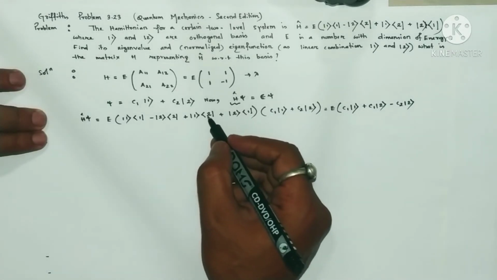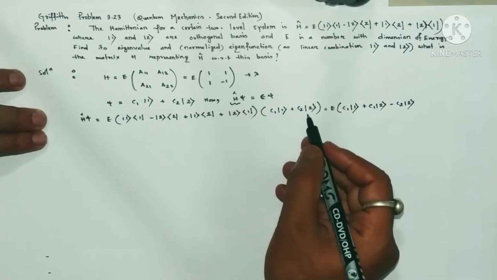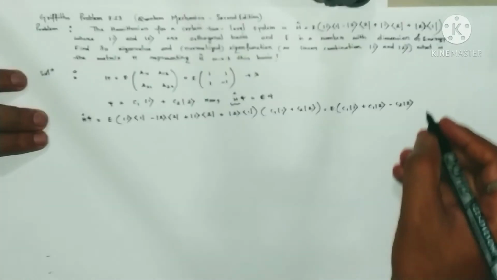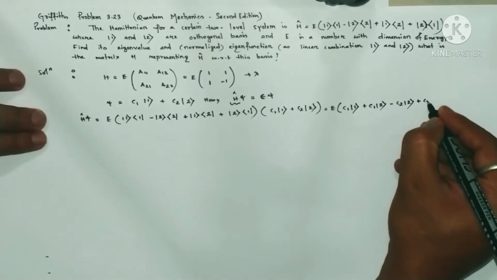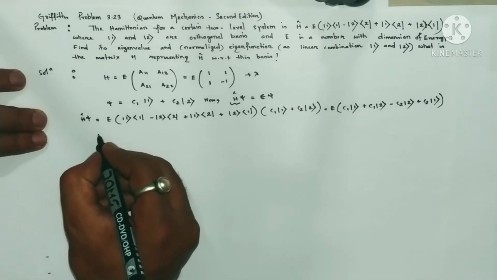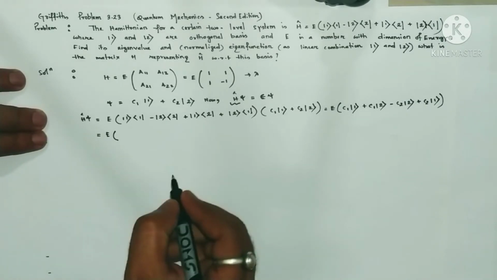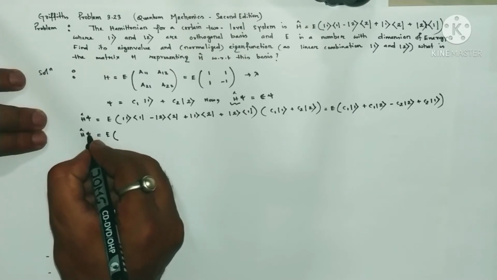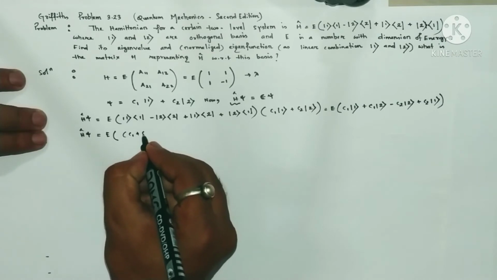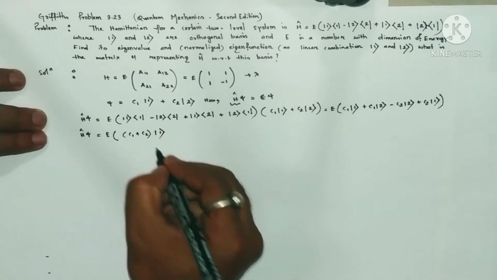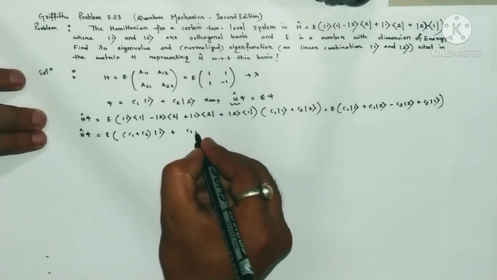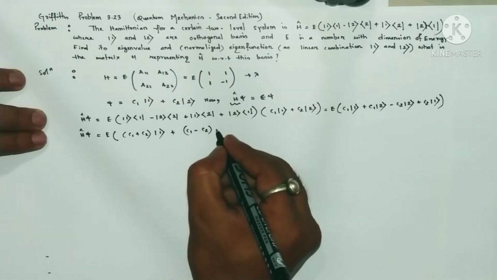The other one will be ⟨2| with |2⟩, so the inner product of 2 and 2 will be 1. So you have C2 here and ket 1, plus C2 ket 1. Now we'll combine this: E times H psi equals (C1 plus C2) ket 1 plus (C1 minus C2) ket 2.